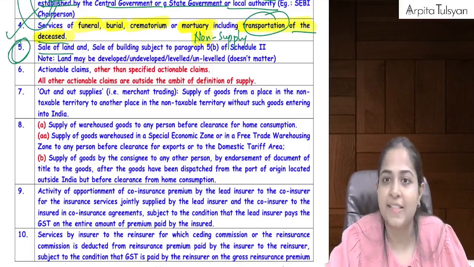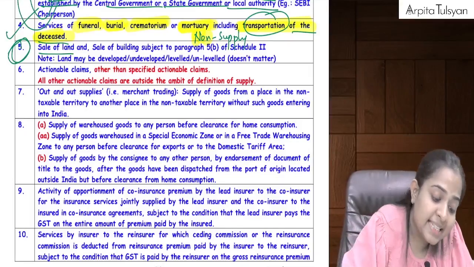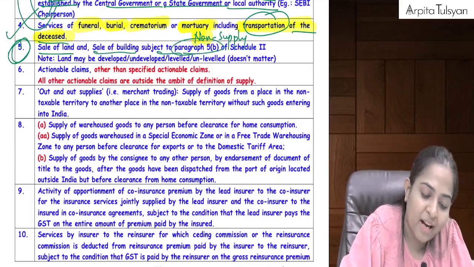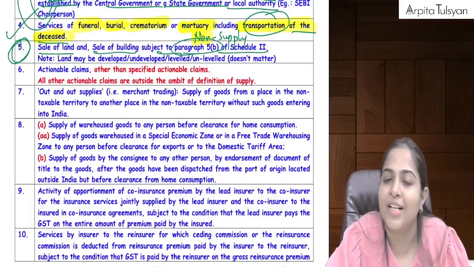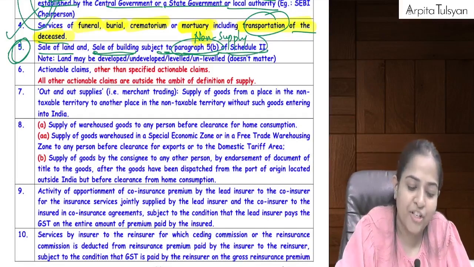Okay, on that GST is not applicable. That is because it is given under Schedule 3, and sale of building is subject to para 5B of Schedule 2. Just now we did sale of building subject to para 5B of Schedule 2.